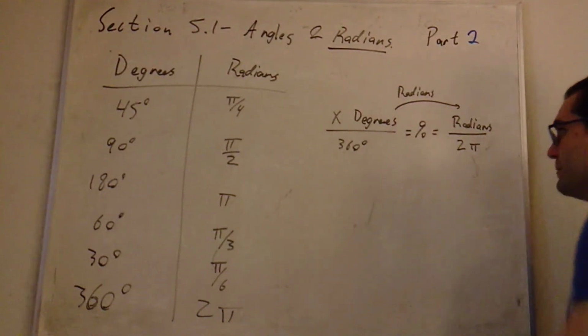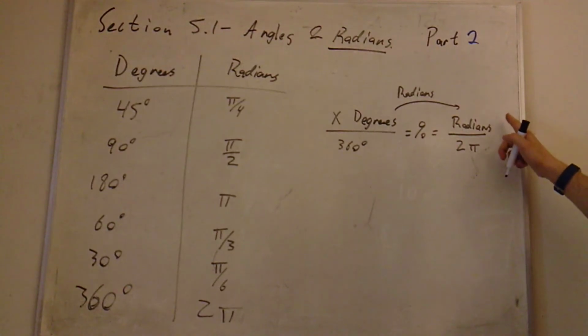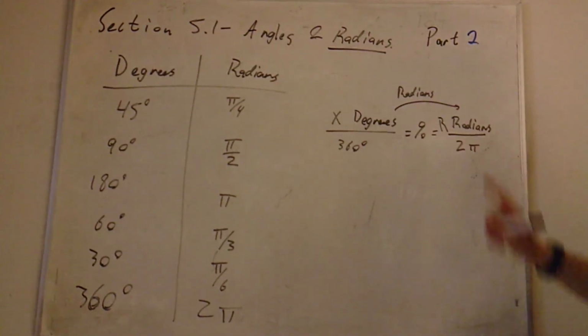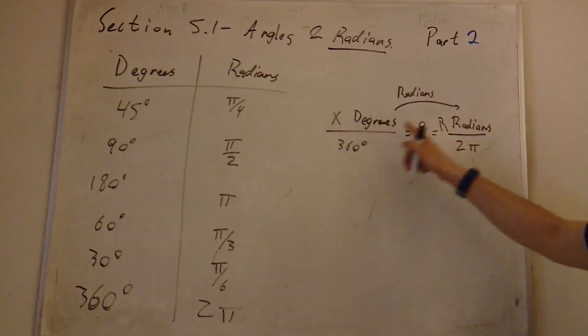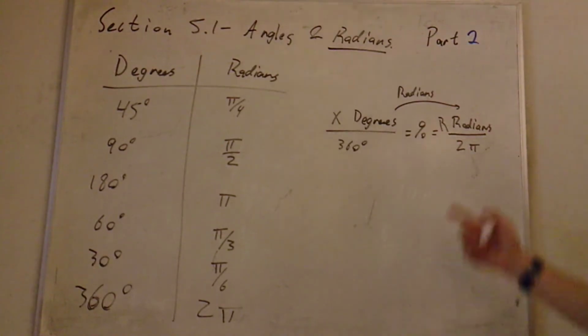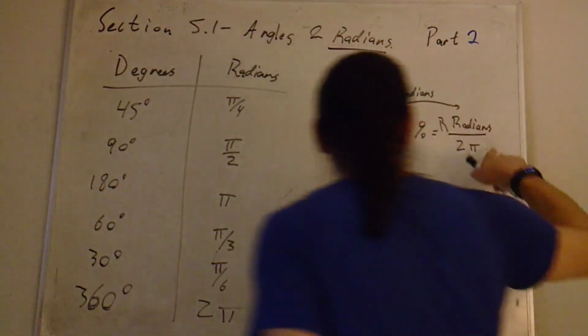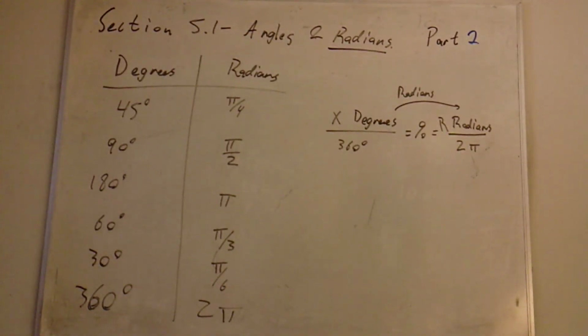That percentage has to match your number of radians over 2 pi. So x degrees over a full circle has to always be the same as your number of radians, I'll call it r, r radians over 2 pi. Degrees over a full circle, radians over a full circle, they have to give you the same percent, so they have to be equal to each other. This is sort of the root of the formula. The formulas that they'll present in the book or in the homework are simplified versions of this.